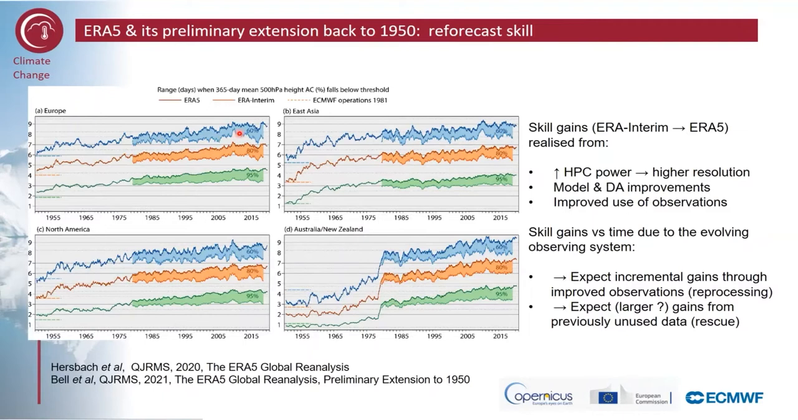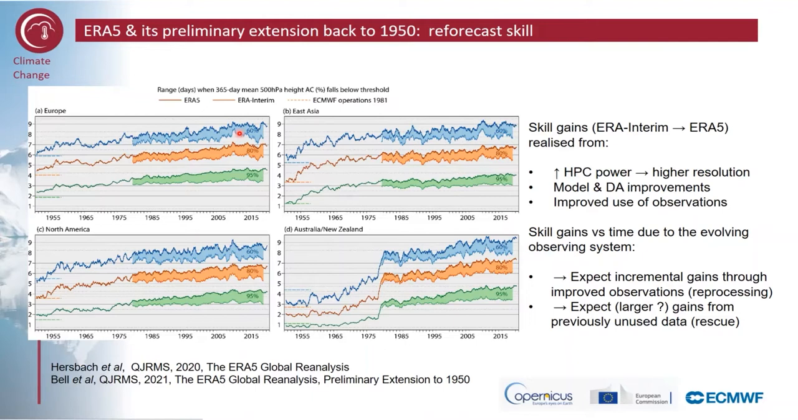So the point here is that the skill gains that we realise depend on a number of developments. Firstly, the increase in compute power that's available that enables us to run at higher resolution. Secondly, the decade of forecast modelling and DA developments that take place, in this case at ECMWF. And then finally, the improved use of observations. So the use of reprocessed observations, but also improvements in the observation operator and the detailed DA configuration that we use to exploit those observations.